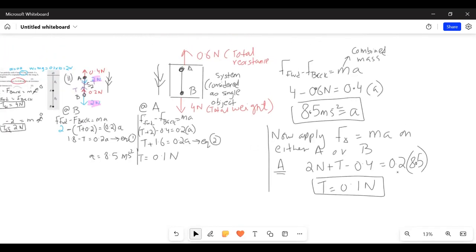So you will still have to use one of the two simultaneous equations, but you can find acceleration in a much quicker way if you consider the entire system, because then you don't have to take into account the tensions when you're considering the entire system. And later, once you have the acceleration, then now again you'll have to apply the formula of forward force minus backward force is equals to MA on either only part on particle A or only on particle B.